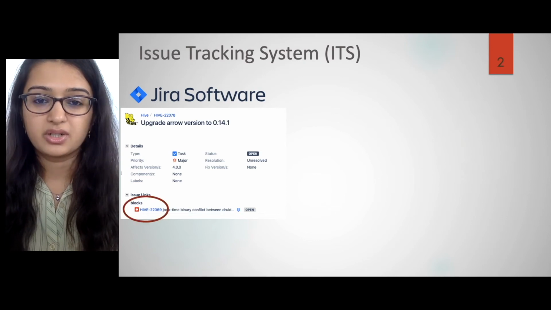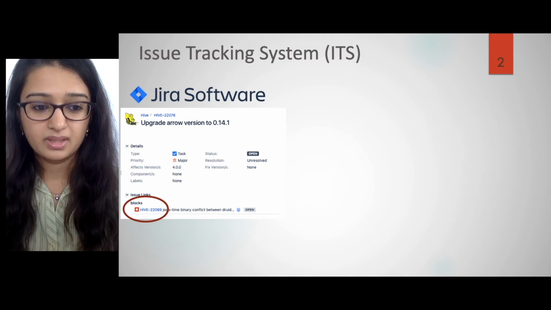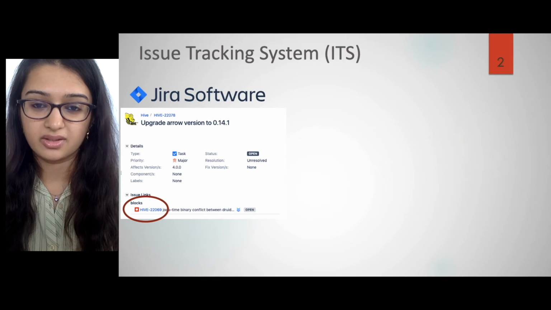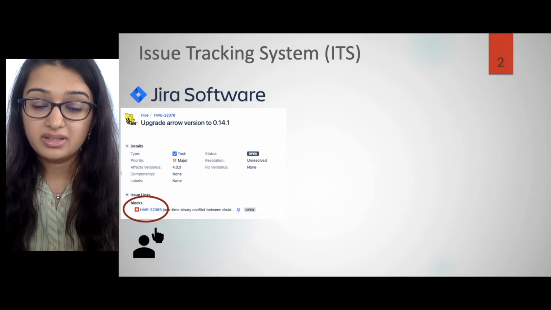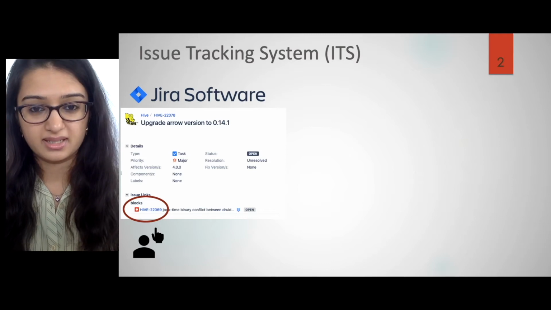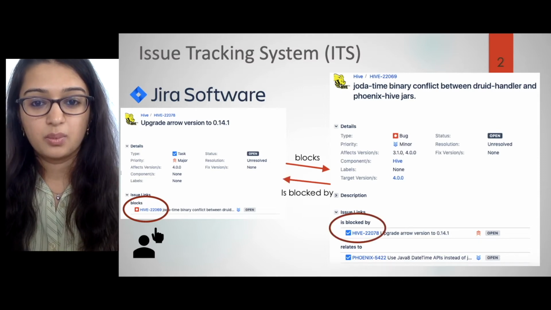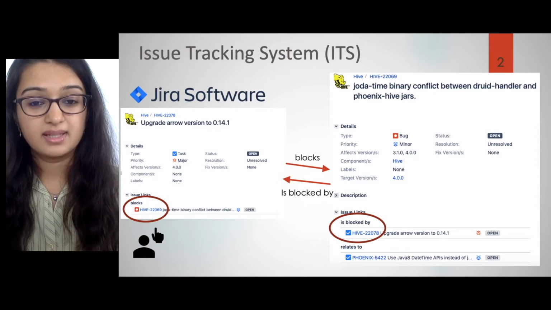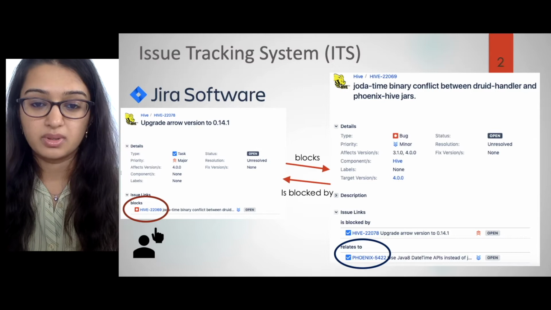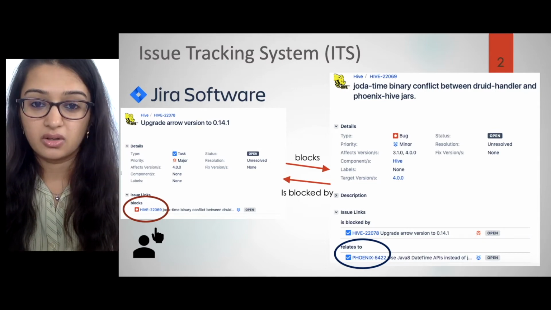What I would like to bring your attention to is this field, issue links, at the bottom. This issue, in fact, blocks another issue. And these relationships between issues are often manually created by members of the project team. So as this issue blocks another issue, the reverse relationship also exists, where the second issue is blocked by the first. Further, this second issue relates to a third. And these relationships between issues are called trace links.